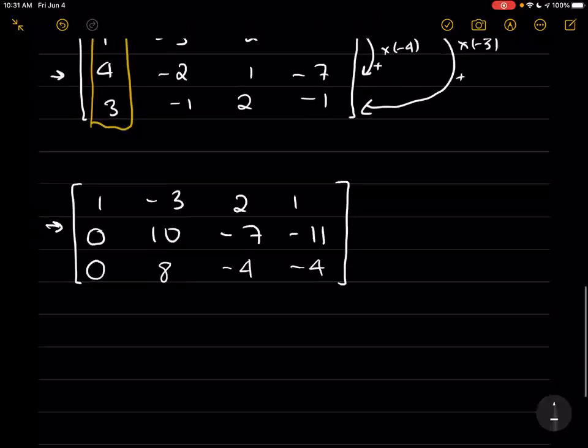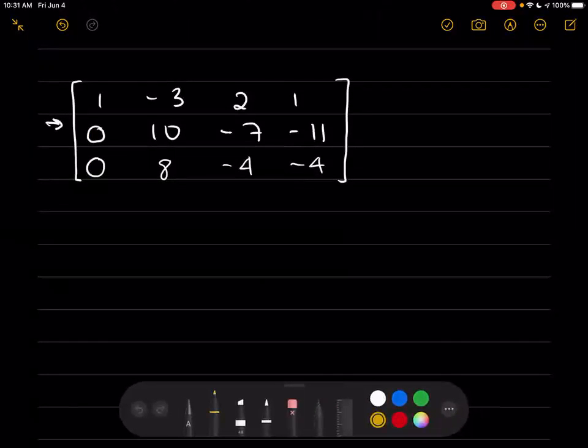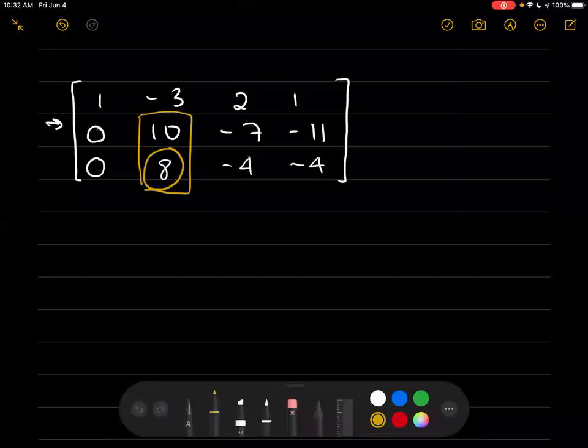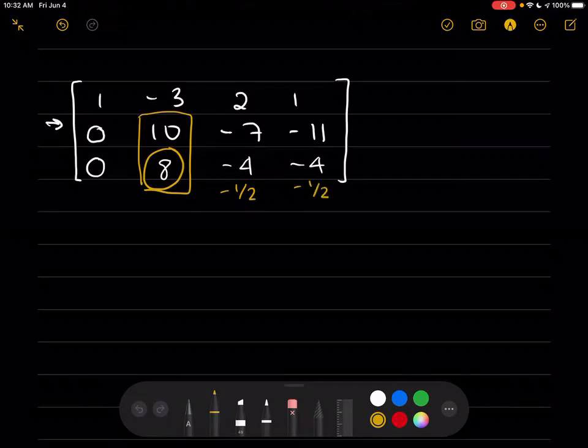So now we're going to go ahead and look at this little chunk right here. Now you could take that second row, divide everything by 10 to get the 1 in this spot. But I think the fractions will get really messy because you've got this -7, this 11. It's kind of gross. But if instead we were to look at this 8 and divide this bottom row by 8, we'll get 1 and then 1/2 and -1/2. That's a nicer fraction to work with. So I'm going to go ahead and do that instead.